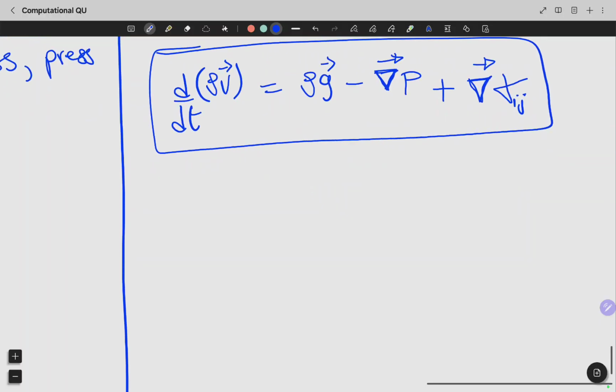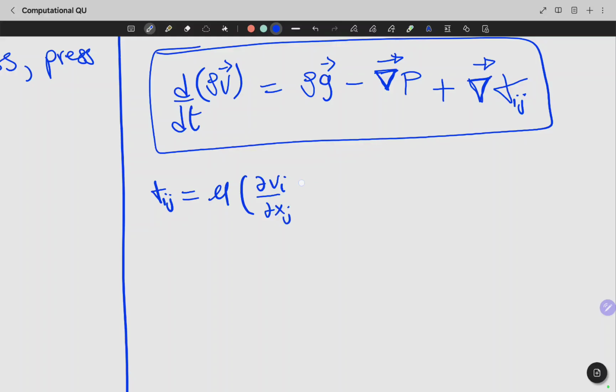Now let's talk about this stress tensor. Sigma ij is defined in terms of the dynamic viscosity mu, times dvi by dxj plus dvj by dxi, and the bulk volume viscosity lambda. So this is called the dynamic viscosity.